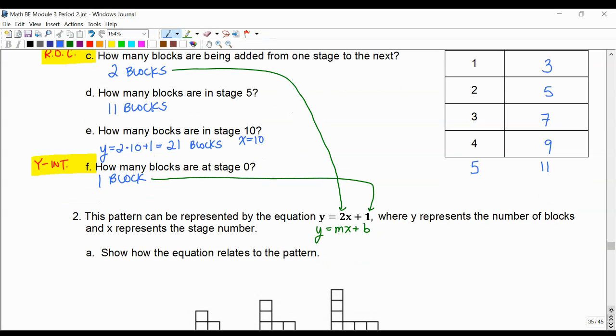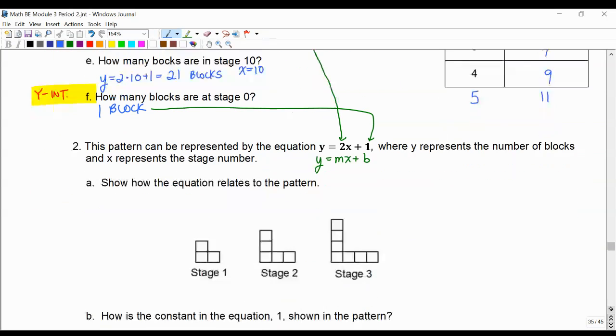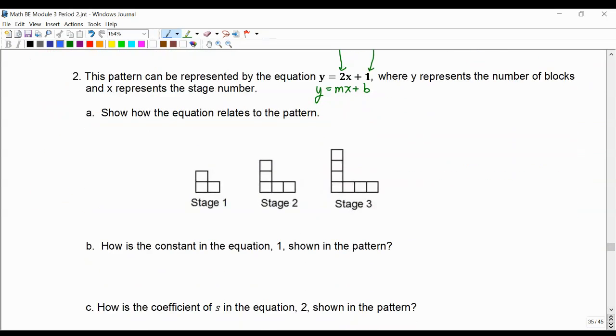We have a few more follow-up questions. We're going to show where the 2 and the 1 show up in this pattern. It's the same diagram. Well, the 2 shows up because each time we're adding 2. The 1 shows up because in stage 0, there is 1 block. We'll even add plus 2 there.